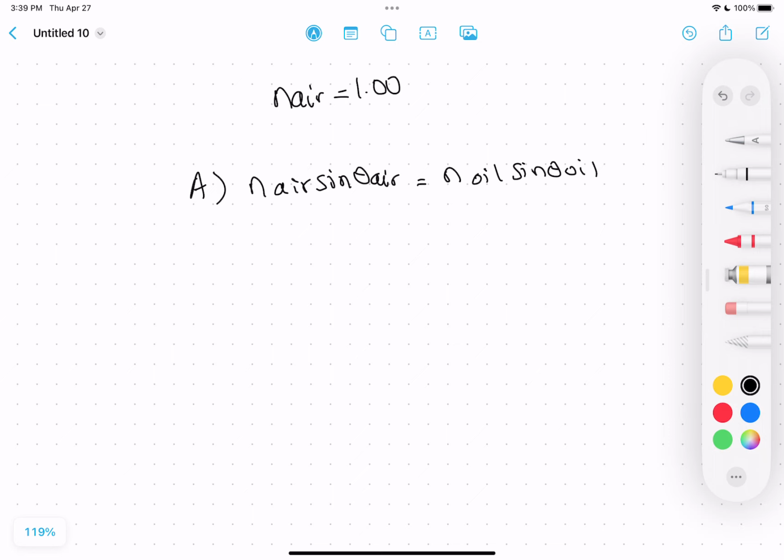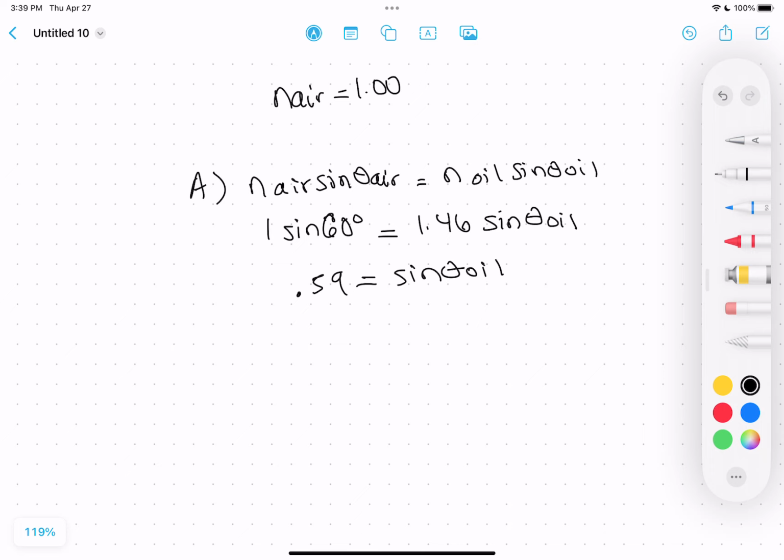Okay. Well, we have N air, that's 1. Sine theta is sine 60 in this case because that's our incident angle. And then N oil is 1.46. And then sine theta oil is what we're trying to figure out, right? So we have sine 60 divided by 1.46. What does that give us? It gives us 0.59, and that's equal to sine theta oil, right?